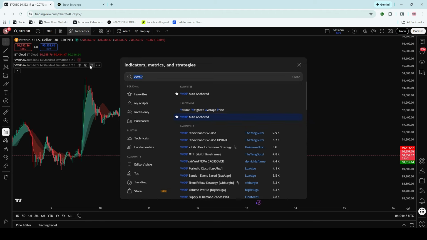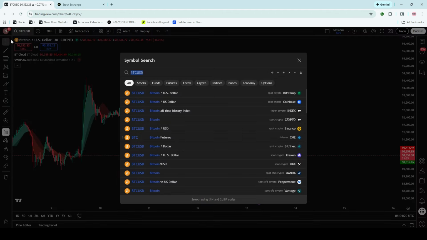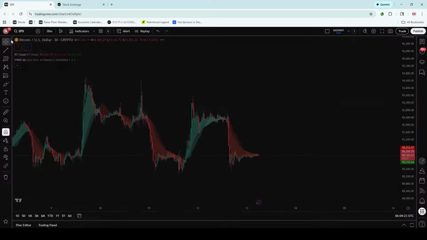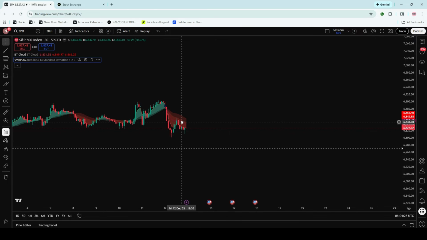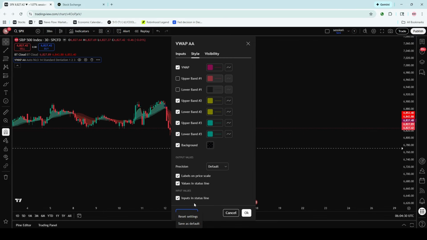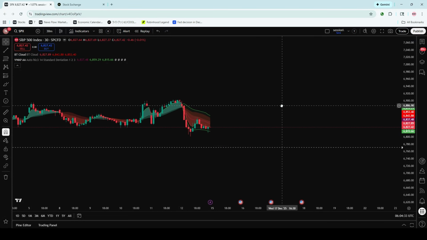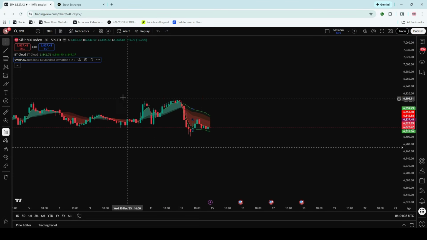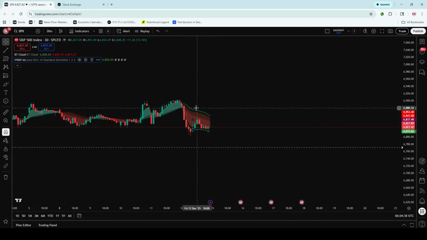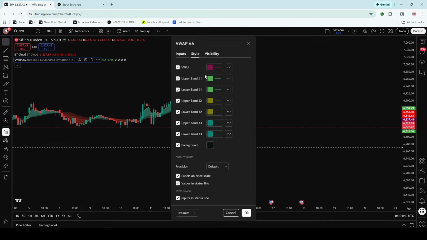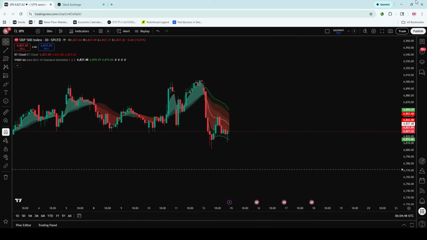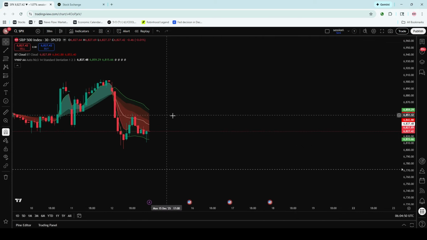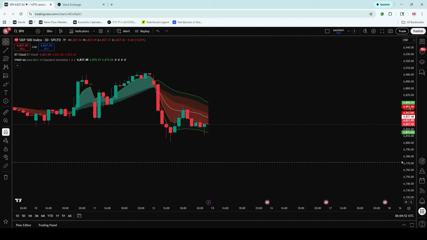So once we click that one, I guess it's not letting me use it on Bitcoin for whatever reason, and we can just go on SPX. All right, let me change the color on it. Settings, reset to default. Okay. All right, there we go. If you can see the VWAP indicator, it's these three lines here, the auto anchored.